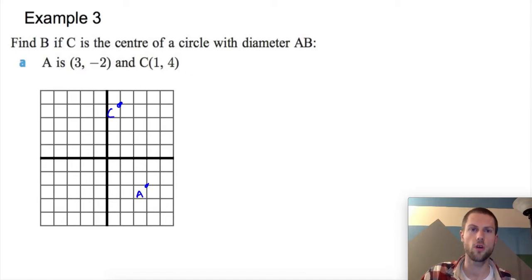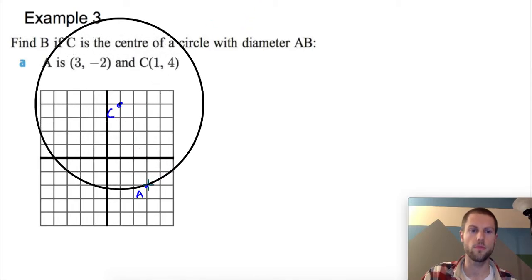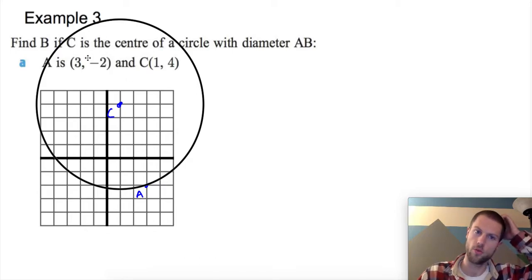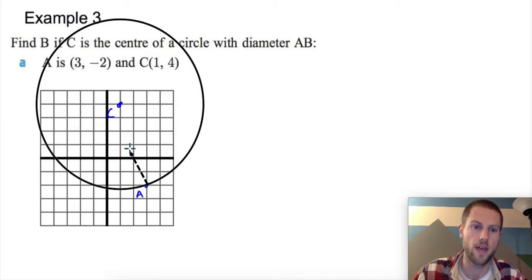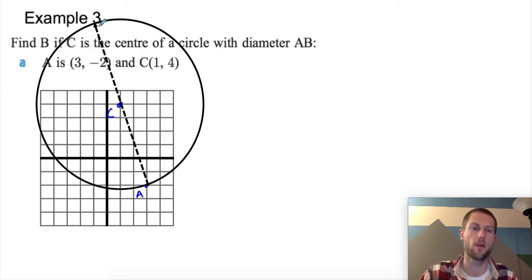So I'm actually going to draw a circle in here. And this kind of goes way through the prompt. That's okay though, we just want to visualize. So let's visualize this diameter like this. And that means that way up here, way off of my paper, or way off of the grid, is point B. And that's what I want to figure out. I want to find what that point B is.